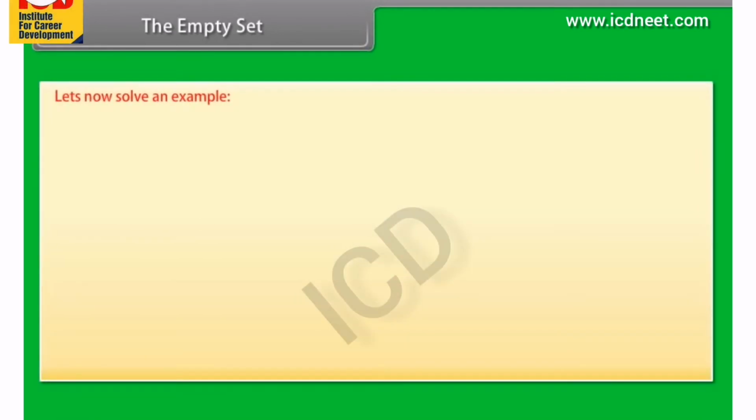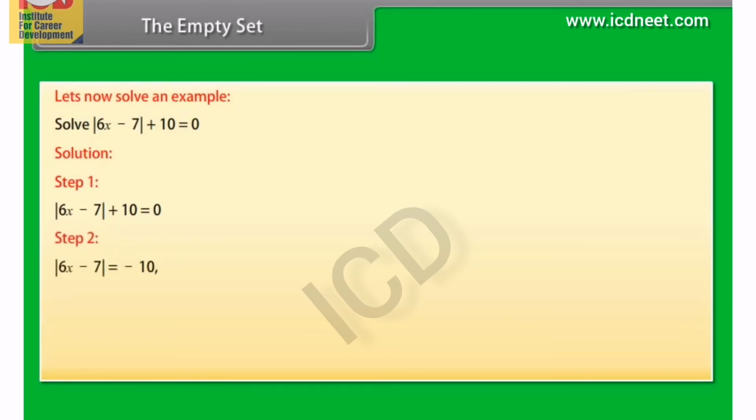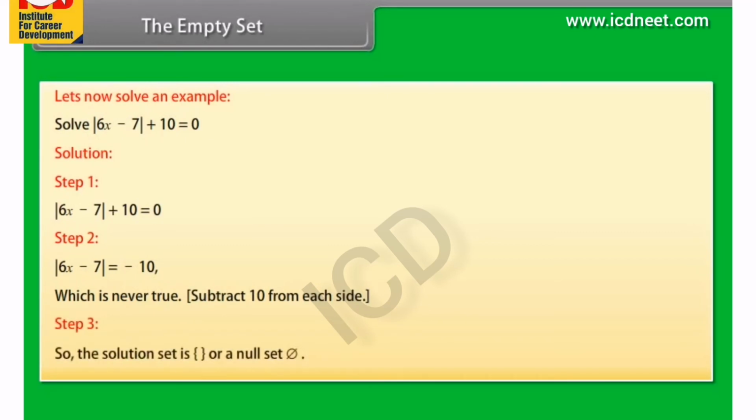Let's now solve an example. Solve modulus of 6x minus 7 plus 10 is equal to 0. Solution. Step 1. Modulus of 6x minus 7 plus 10 is equal to 0. Step 2. Modulus of 6x minus 7 is equal to minus 10, which is never true. Subtract 10 from each side. Step 3. So, the solution set is empty set or a null set.